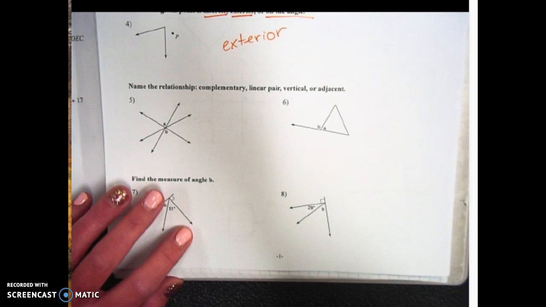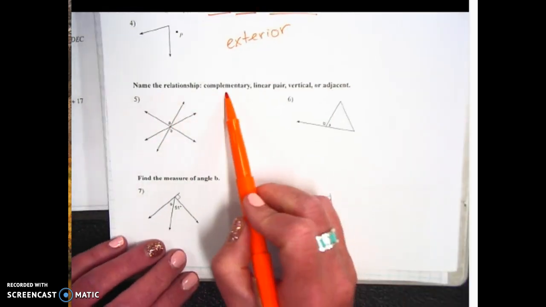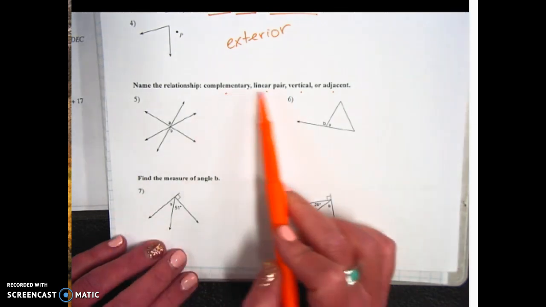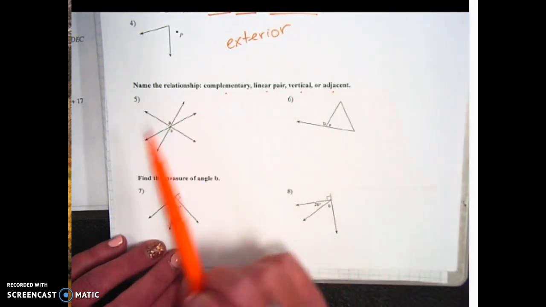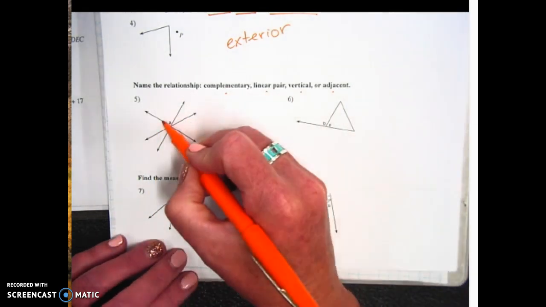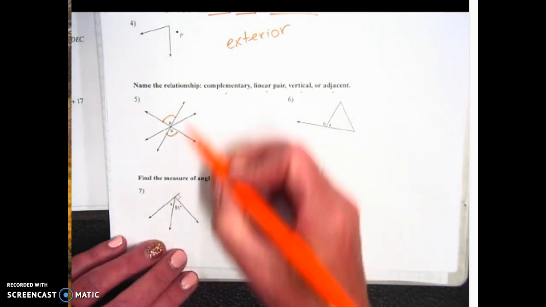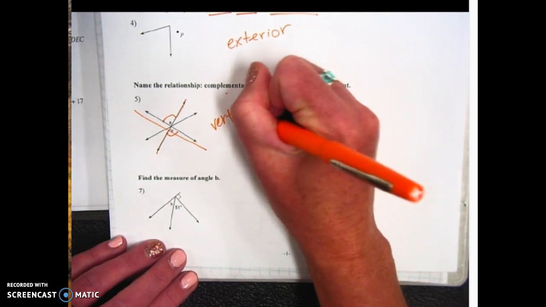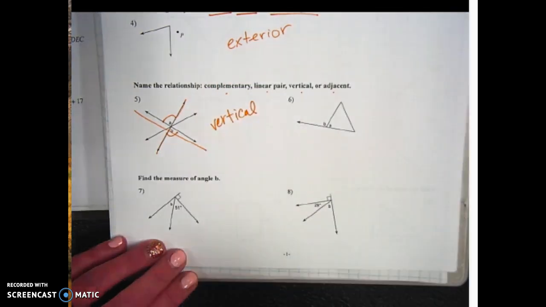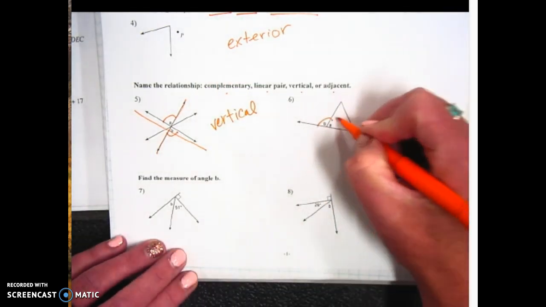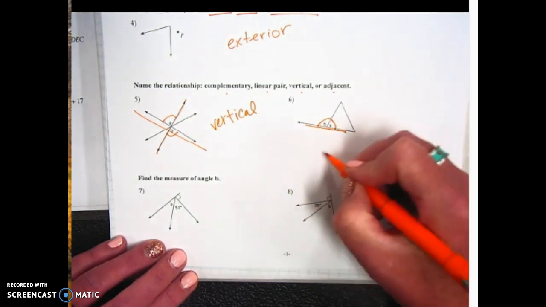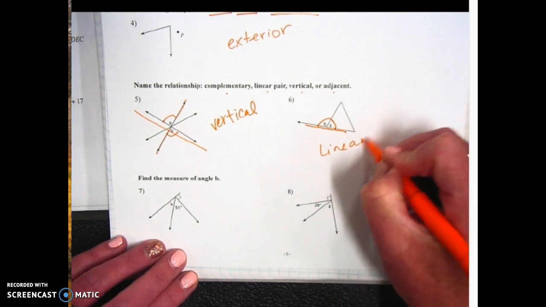Numbers 5 and 6, the directions say, name the relationship. Is it complementary, linear pair, vertical, or adjacent? So you need to know what all 4 of those words mean. Number 5, if it helps, mark the 2 angles. You'll notice that they make a big X, which makes them vertical. Number 6, mark the 2 angles. They're right next to each other and they make a straight line, so they are a linear pair.